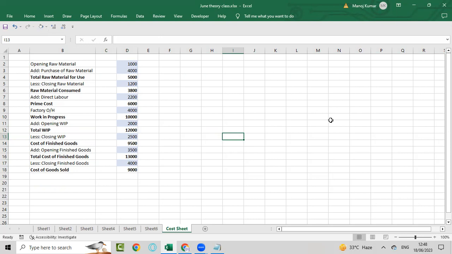Ashish, you have written total manufacturing cost. This work in progress, this we can call manufacturing cost. Cost of manufacturing.